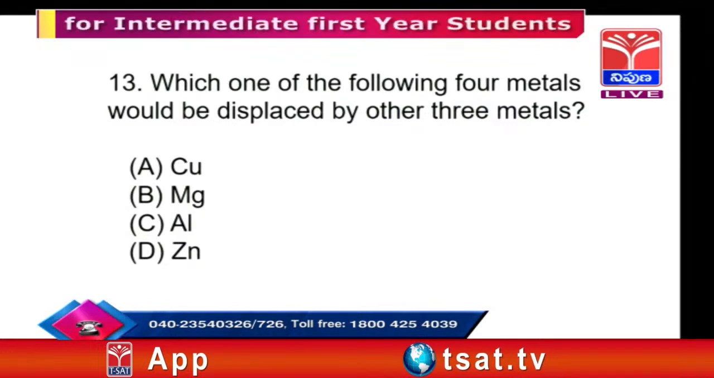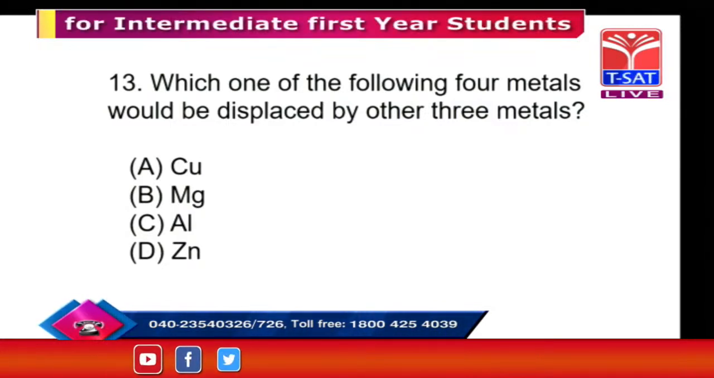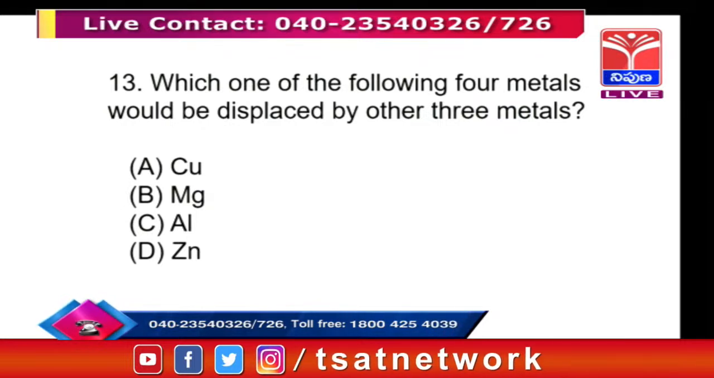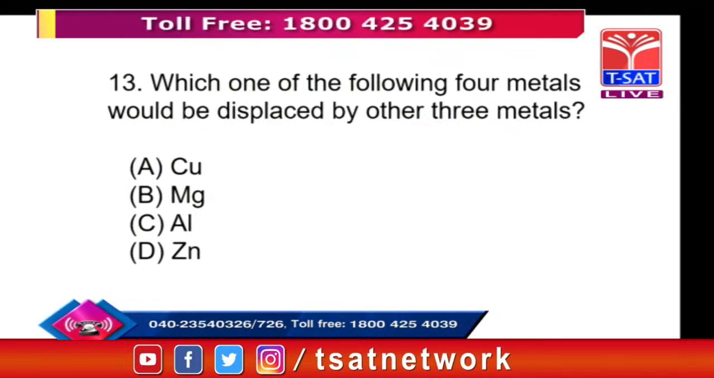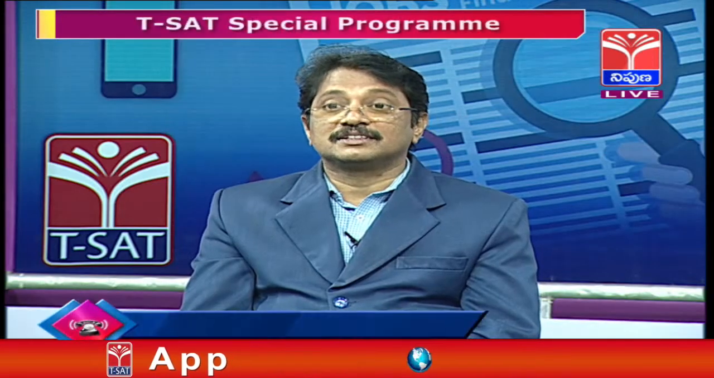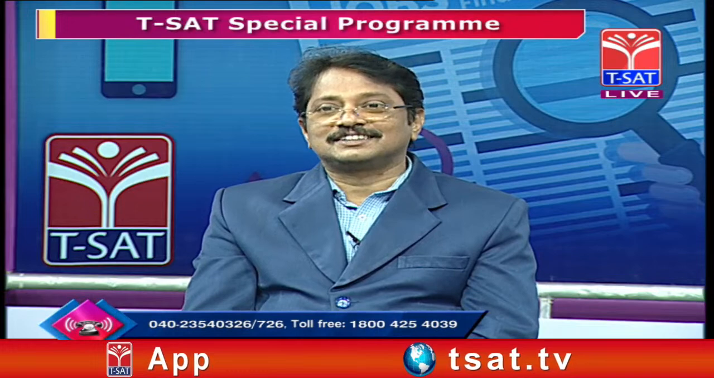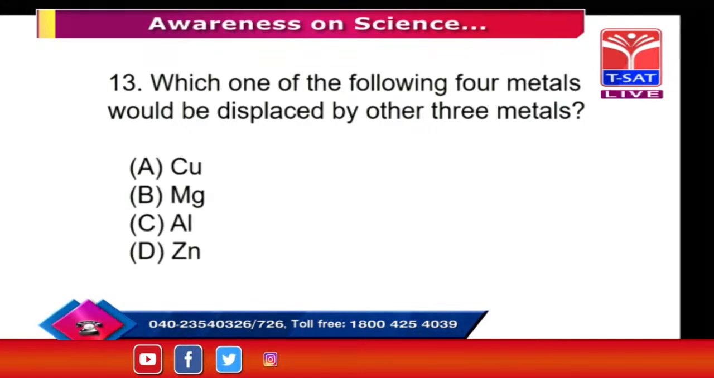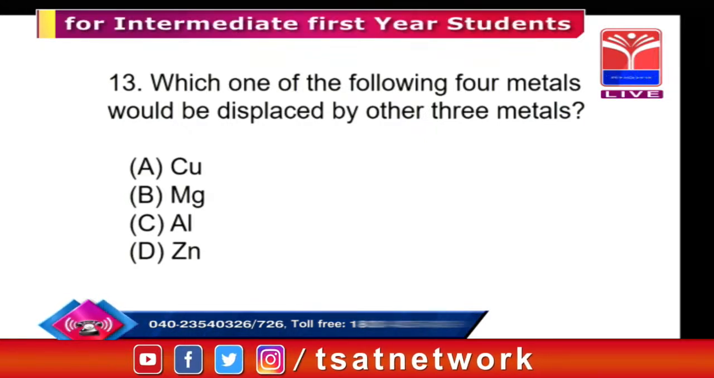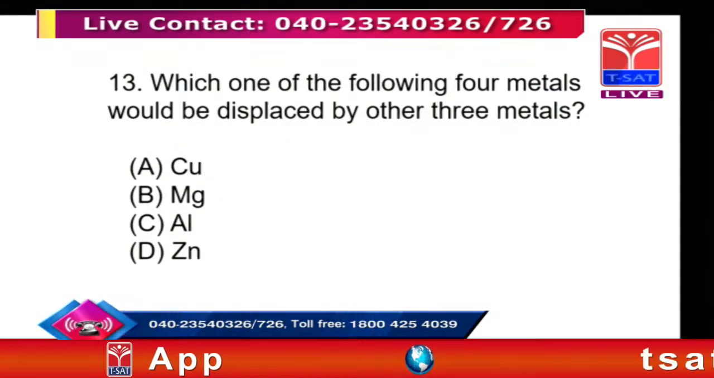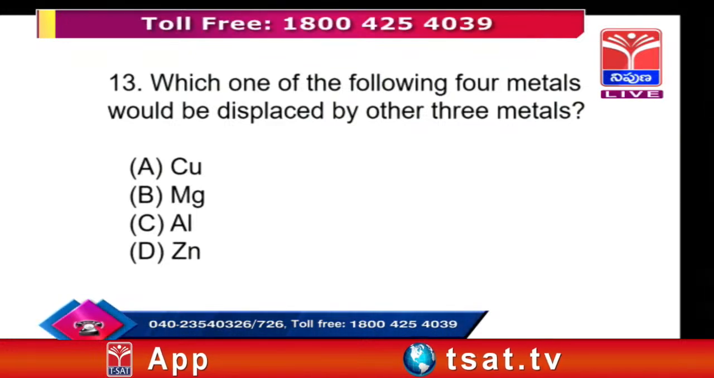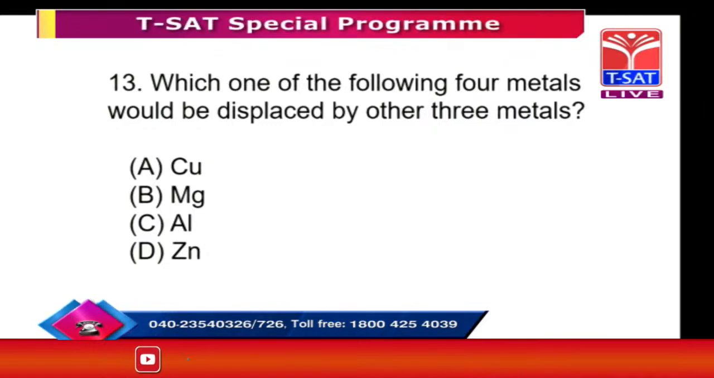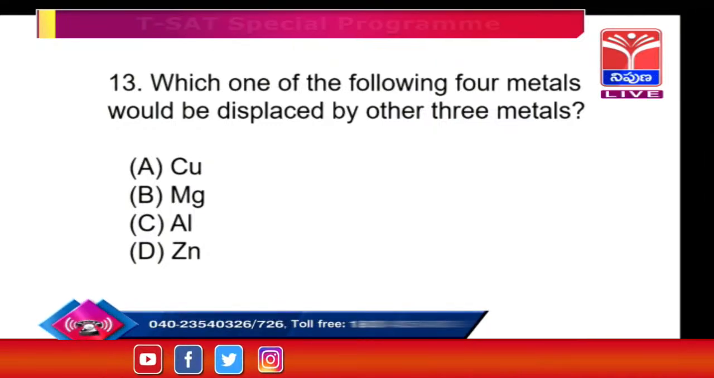Okay. Now, we will shift to the next. Which one of the following 4 metals would be displaced by the other 3 metals? The four options are given. A question is logic, you have to understand; the pattern of the question is built with logic, that is important. The options are copper Cu, magnesium Mg, aluminum Al and zinc Zn.